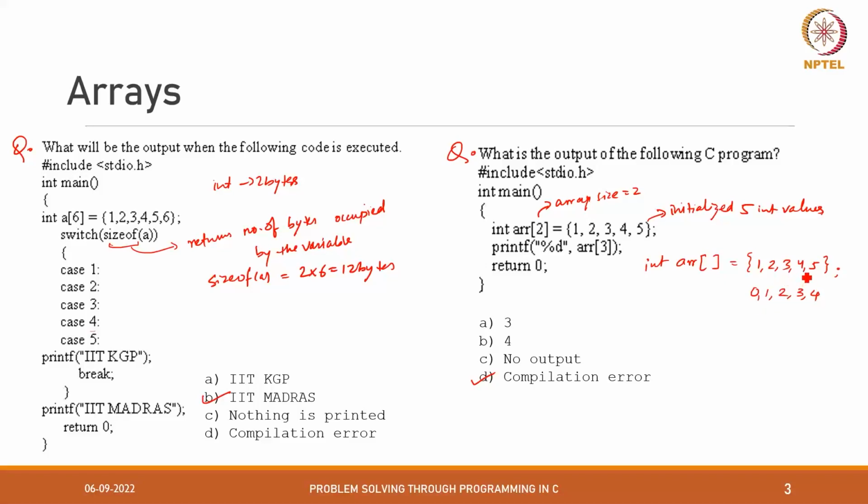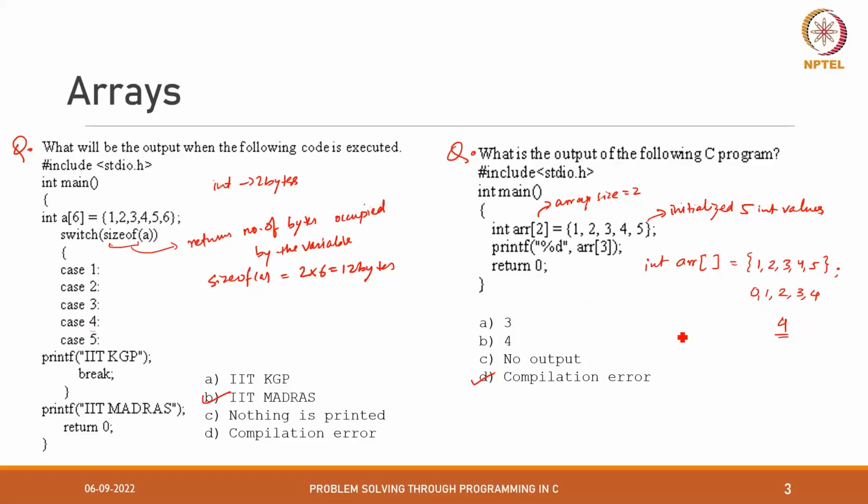So that is why, in this particular case, if we just use blank square braces here, it would have been an array of size 5, and ARR of 3 would be 4 here, right? So in that case 4 would have been the answer, right? 4 would have been printed.